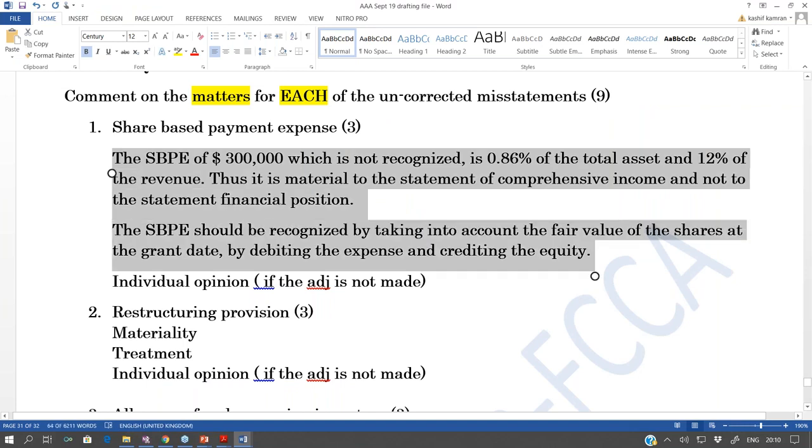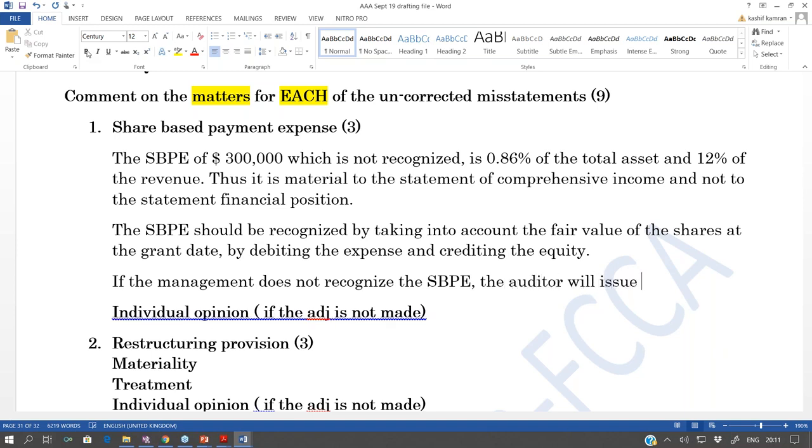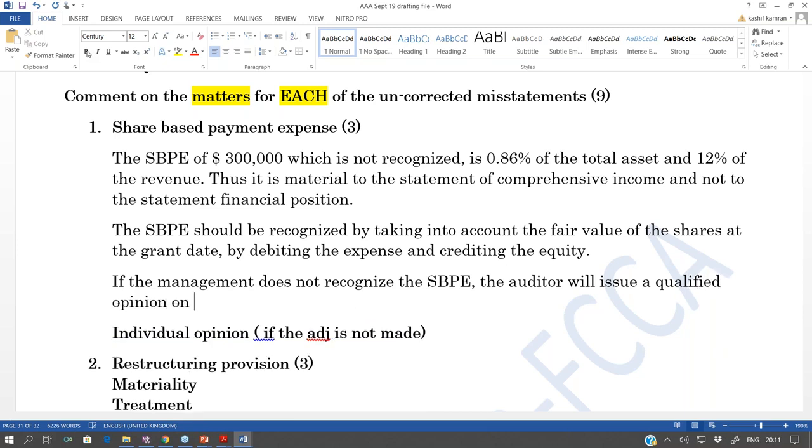We wrote the two things, 1 and 2. And now we're writing the final thing, which is the individual impact. If the management does not recognize the share-based payment expense, the auditor will issue which opinion? The auditor will issue a qualified opinion on the basis that it is a material misstatement as determined above.